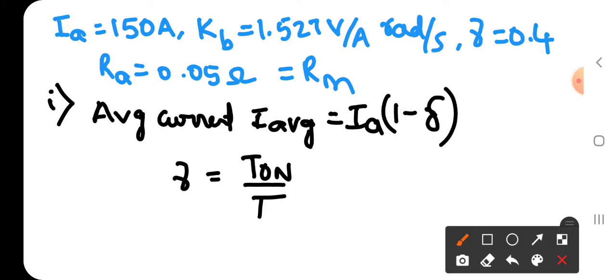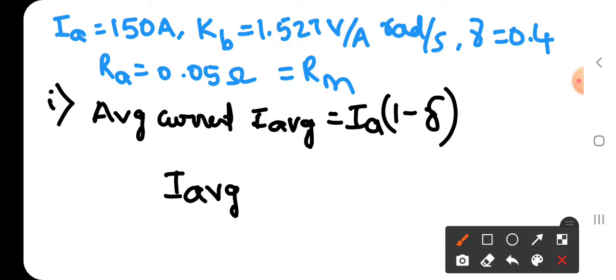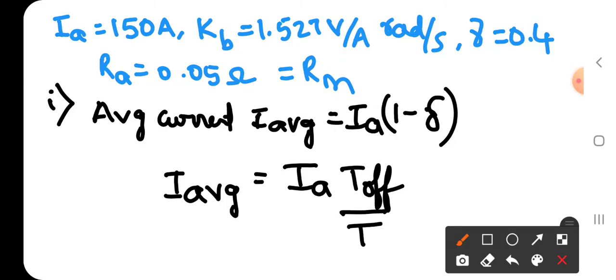That means here the average current we take is IA into T off by T, where T off is equal to T minus T on.